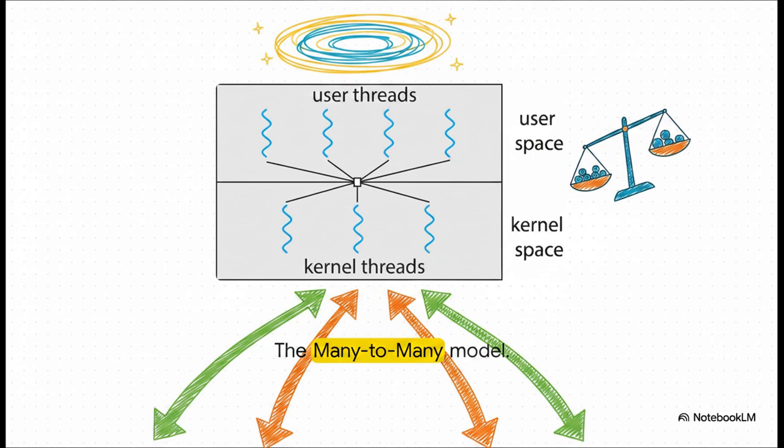Because of that, developers conceptualized the many-to-many model. This is essentially the holy grail of threading models. It allows many user threads to be dynamically multiplexed onto an equal or smaller number of kernel threads. It lets the operating system dynamically balance the load, creating only exactly as many expensive kernel threads as the hardware can actually support. It gives programmers the total freedom to create threads without constantly sweating over crashing the kernel.